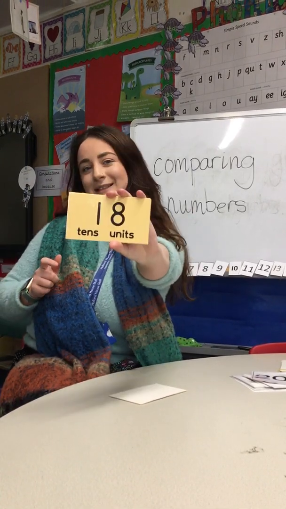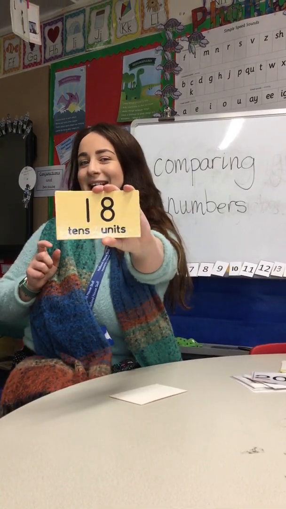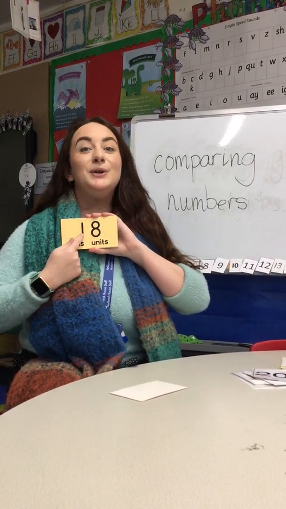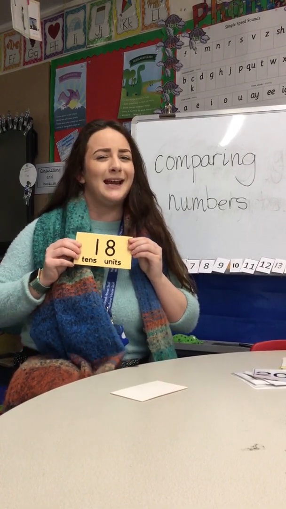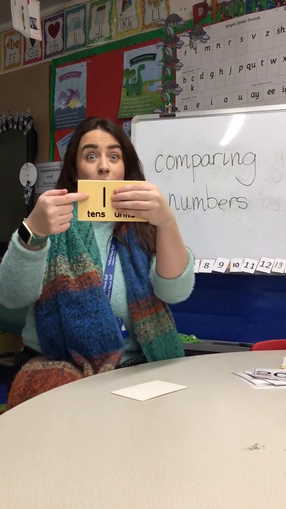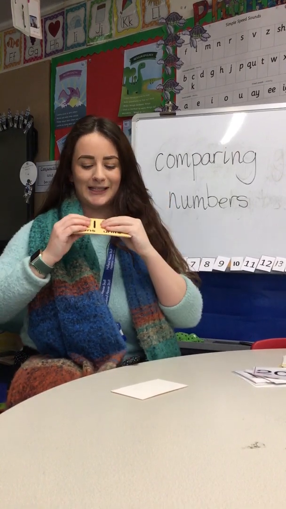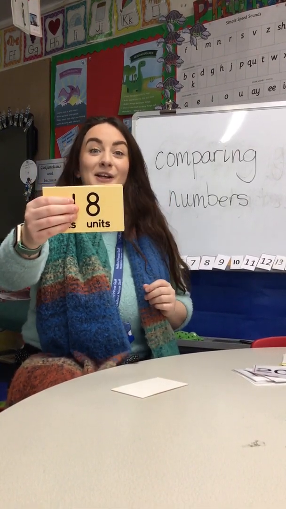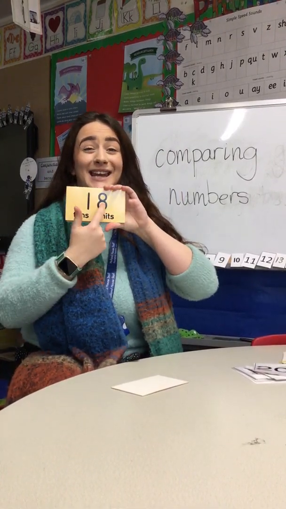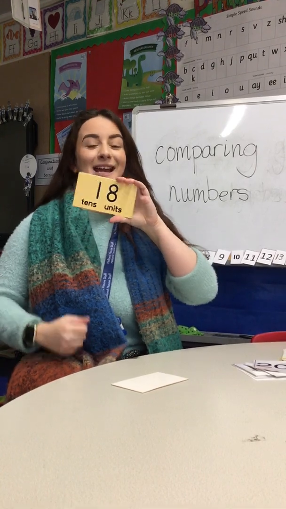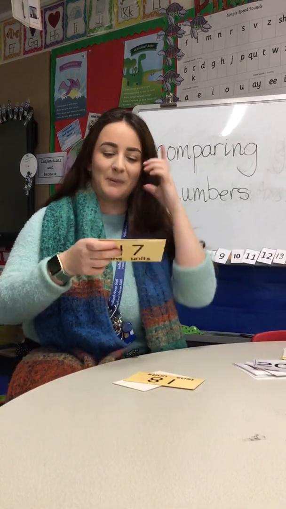This number is, you're right, it is 18. Now, 18 has two numerals. It has the number 1 and the number 8. And together, those numbers make the number 18. Let's have a look at the tens and units that are in 18. There is 1 10, you're absolutely right, and there are 8 units. That's 1 10 and 8 units. 1 10 and 8 units together makes 18. Let's have a look at the next one.